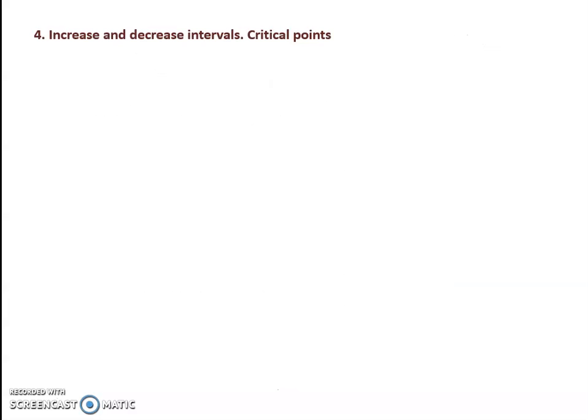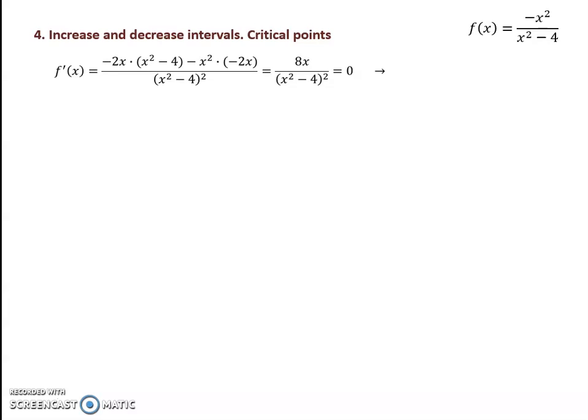And fourth step, increase and decrease intervals and critical points. This is where we will need the derivative. So you need the division formula, and I calculated here, and this is the derivative once you simplify the numerator. So you equal it to 0 in order to see where the critical points are. Again, these kinds of expressions are 0 when the numerator is 0. So 8 times x needs to be 0. And that's when x is 0. So we've got one critical point, and that's at x equals 0.